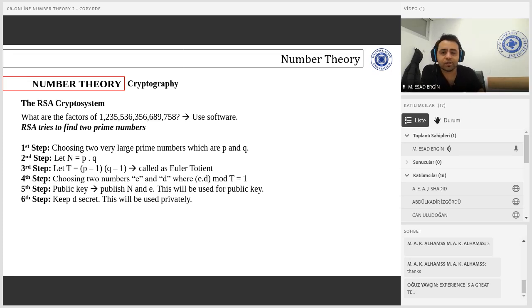cases, in our lectures and in our final exam, we don't have any software specialized for the RSA algorithm. That's why we are going to use these steps and our calculators in order to solve the problem. So we have 6 steps, let us say, actually 5 steps.